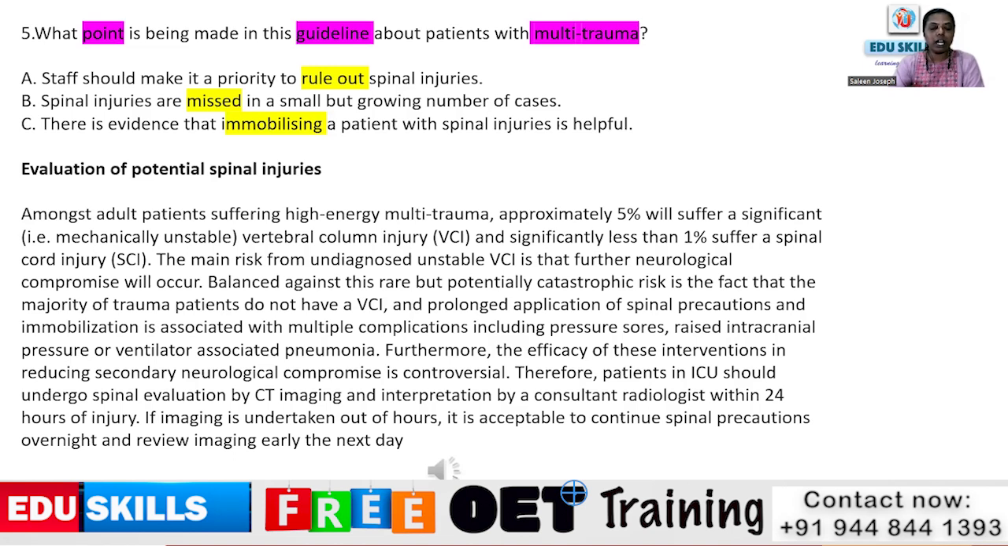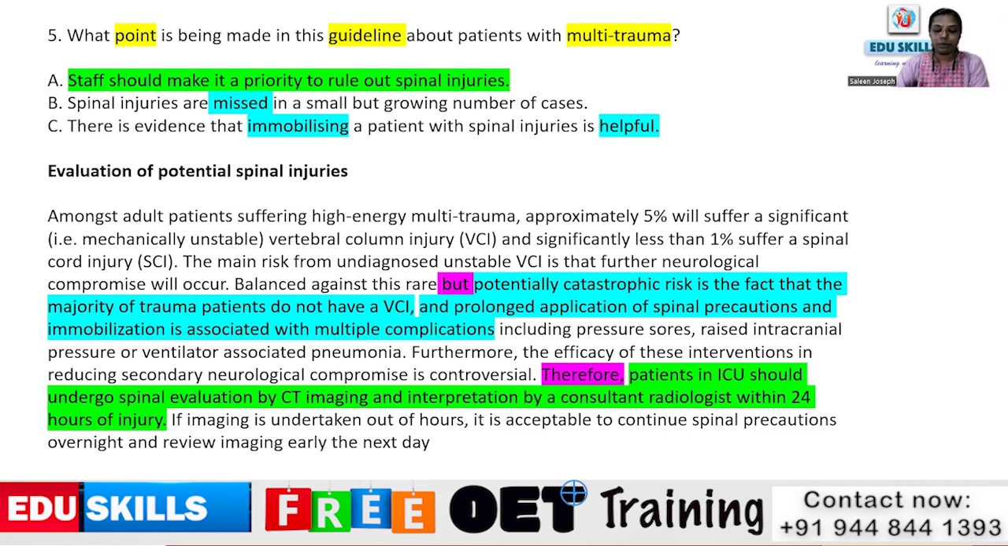Therefore, patients in ICU should undergo spinal evaluation by CT imaging and interpretation by a consultant radiologist within 24 hours of injury. If imaging is undertaken out of hours, it is acceptable to continue spinal precautions overnight and review imaging early the next day. Okay? Yeah. So the explanation. Okay.